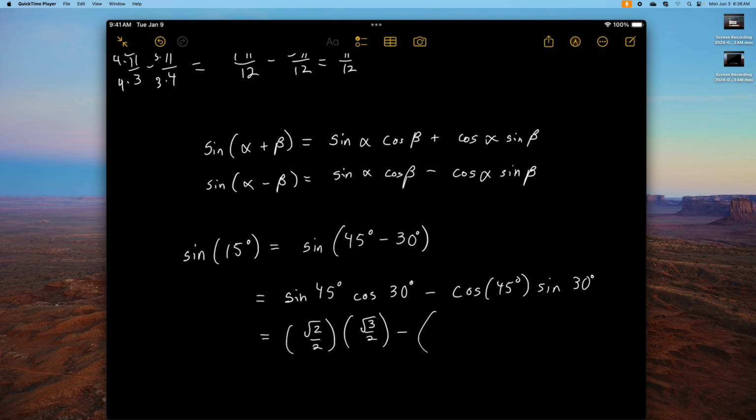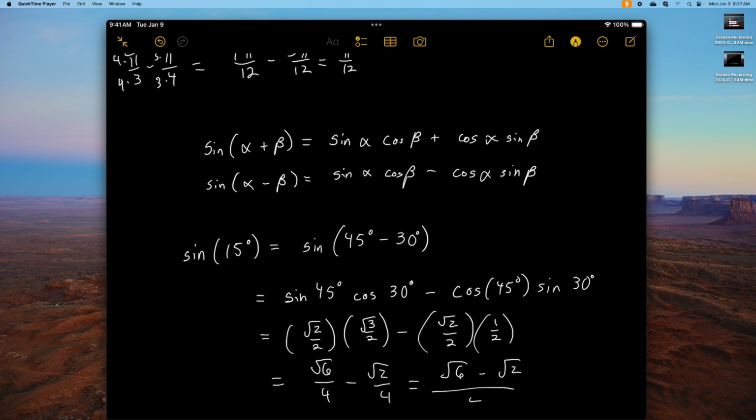Minus square root of 2 over 2, and then sine of 30 degrees is 1/2. Square root of 6 over 4 minus the square root of 2 over 4, or square root of 6 minus the square root of 2 all over 4.